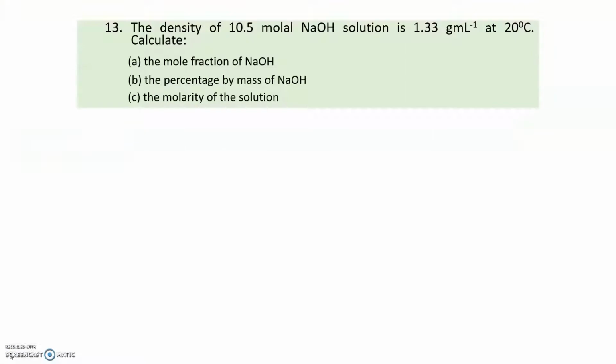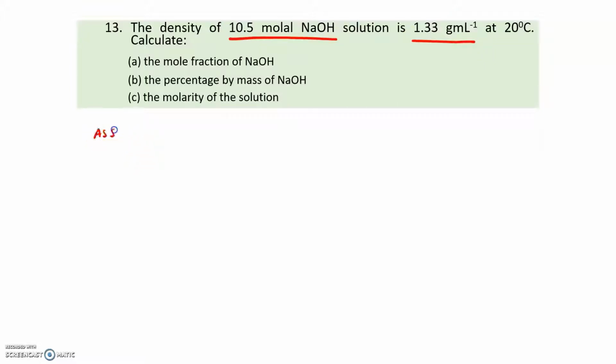Okay, question number 13. The density of 10.5 molar sodium hydroxide solution is 1.33 gram per ml at 20 degrees Celsius. Calculate the mole fraction of sodium hydroxide, the percentage by mass of sodium hydroxide, and the molarity of the solution. So in this question, there is no mass of sodium hydroxide solution given. What we have is only the molar concentration, that is 10.5 molar sodium hydroxide, and the density. So we need to make an assumption.